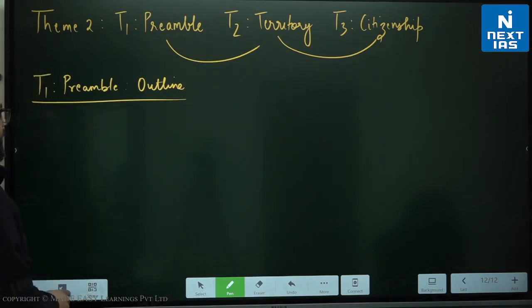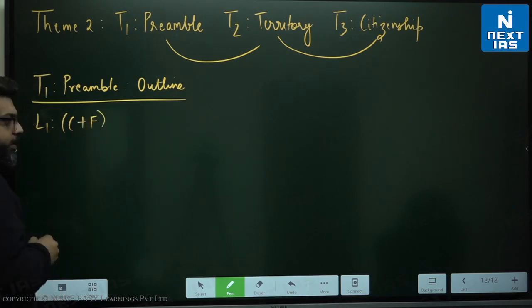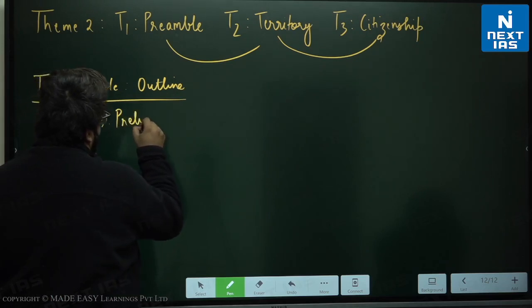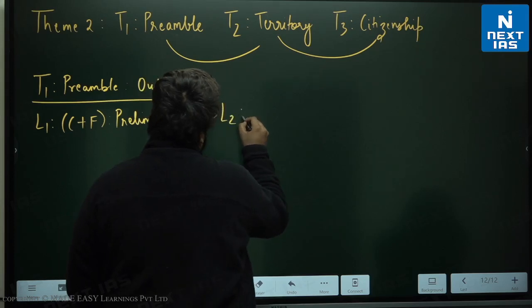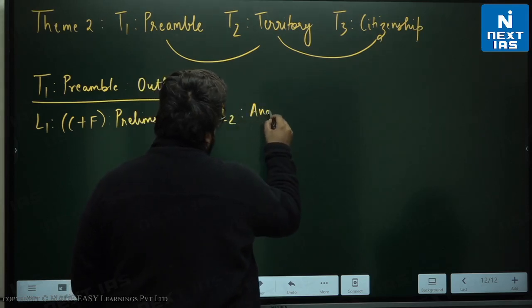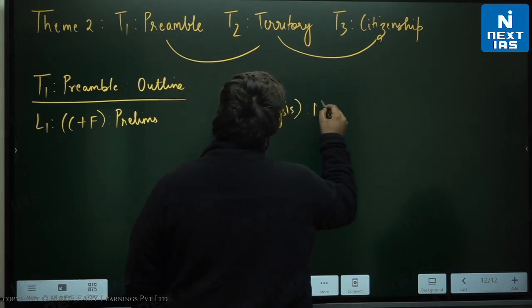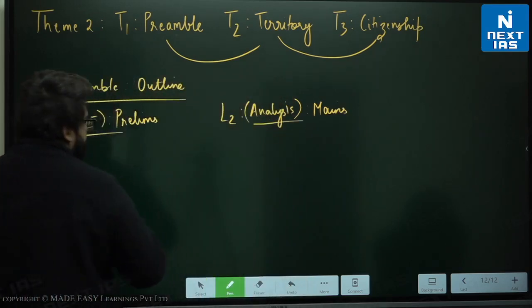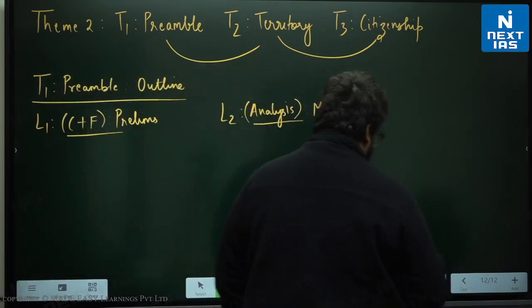All right. So outline. Layer 1, which is conceptual and factual, and therefore important for the prelims, and layer 2, which is analysis oriented and therefore important for the mains. What is it that we should be studying as far as the exam is concerned?